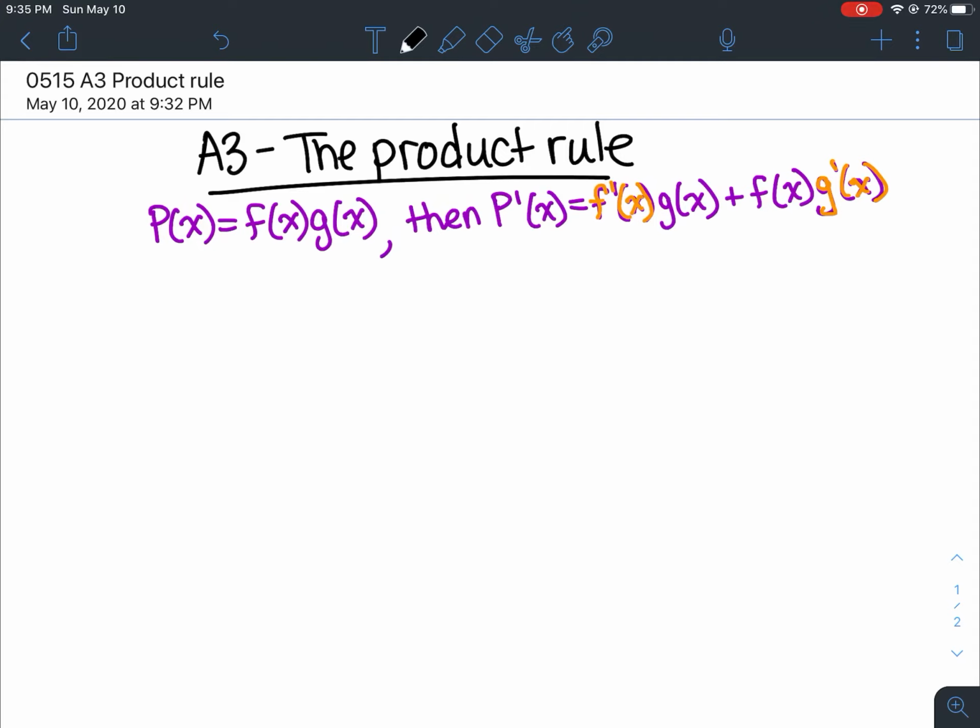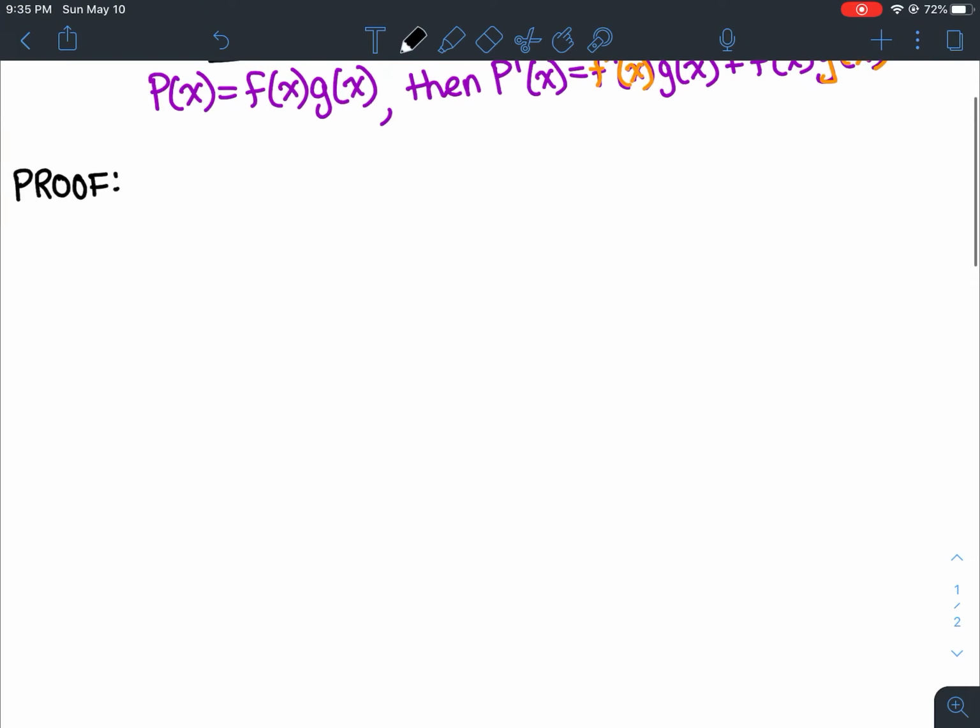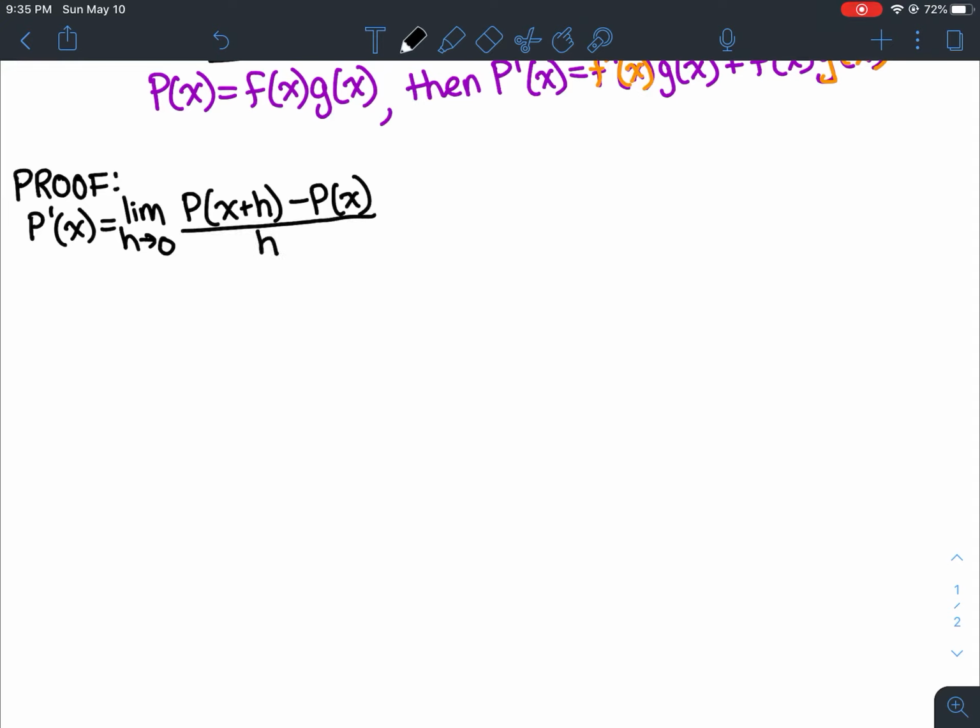And let's prove it. Okay, so you don't ever have to do this. I'm just going to prove it using first principles so that you can see that I didn't just make it up. Okay, so here's your proof. So the derivative p prime x equals the limit as h goes to 0 of p of x plus h minus p of x divided by h. So that's our first principles definition.